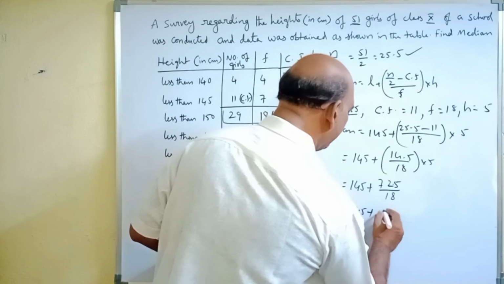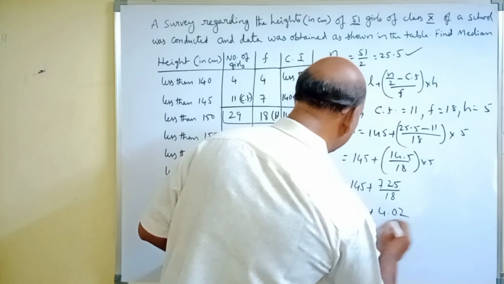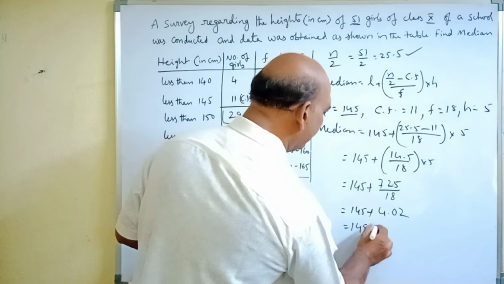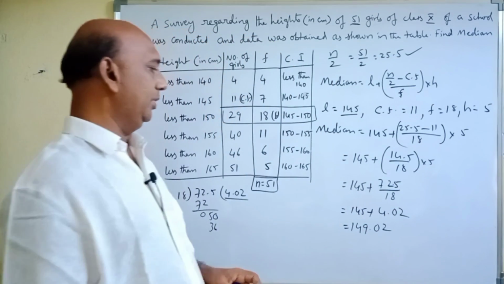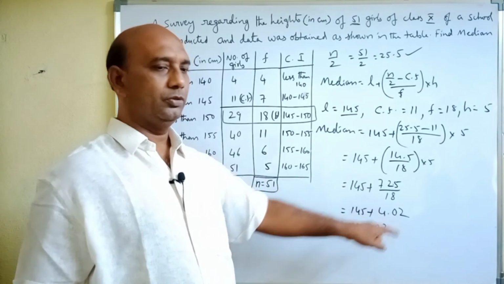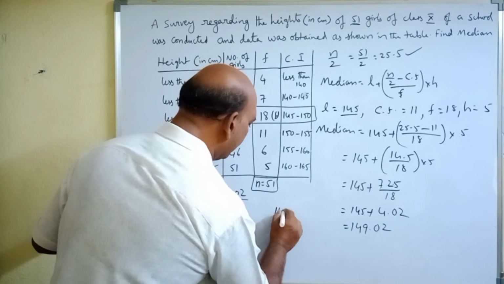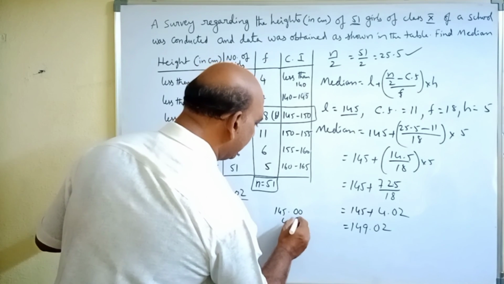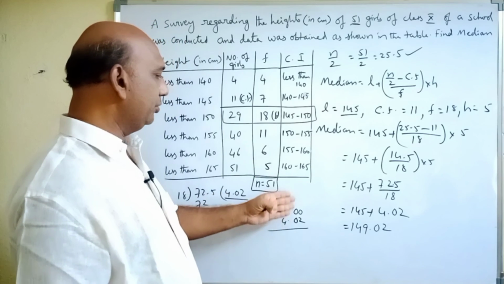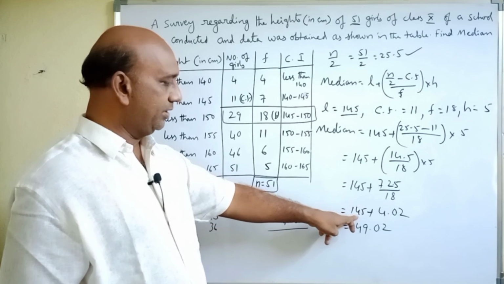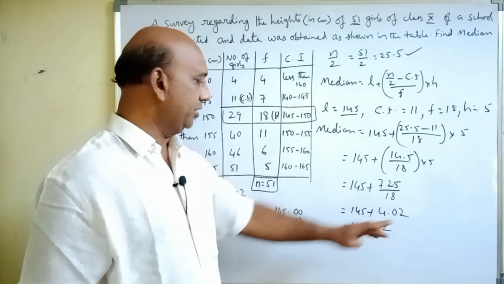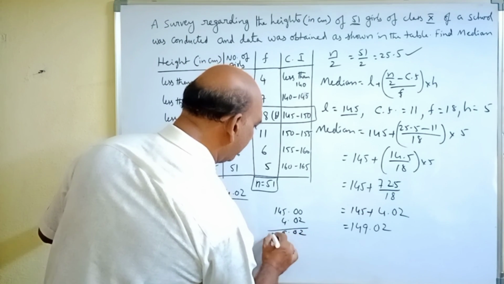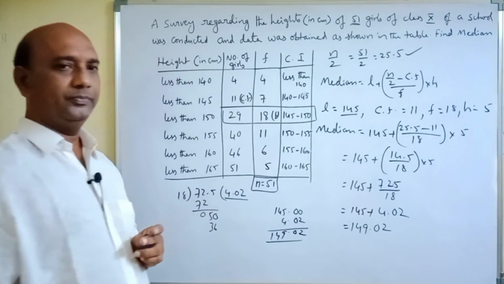So 72.5 by 18 is 4.02. So 145 plus 4.02 is 149.02. 145 means 145.00, plus 4.02. So you have to write like this to add. This is an integer and this is the decimal number 4.02. So write like this and add those two, and we get 149.02. So 149.02 is the median.